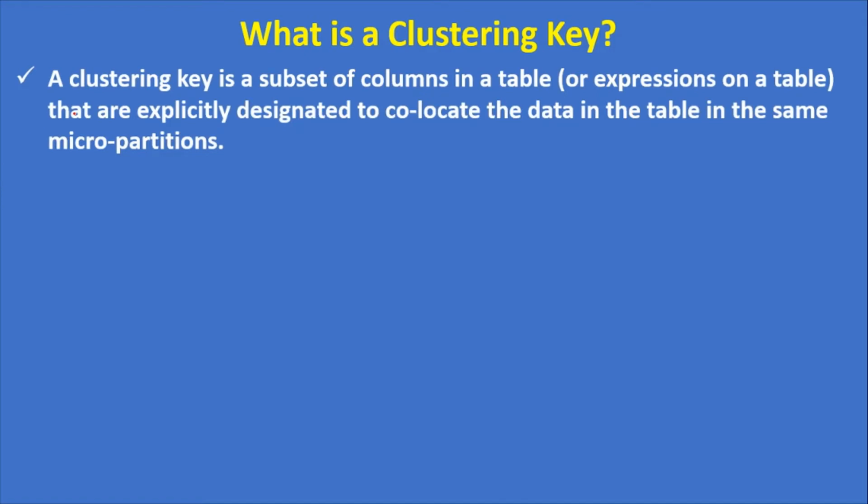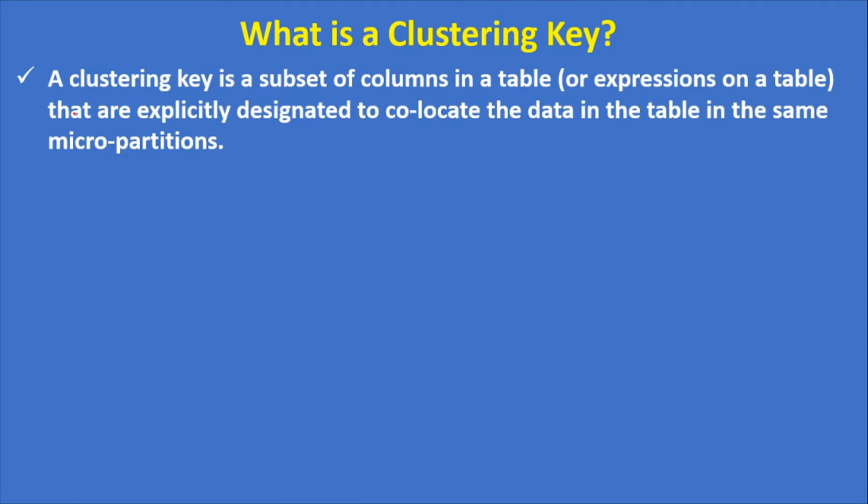A clustering key is a subset of columns in a table or expressions on a table that are explicitly designated to co-locate the data in the table in the same micro-partition. When you create a table without a clustering key, maybe columns will be stored in different partitions. If you want to store a set of columns in the same partition, then it would be better to go for the clustering key concept.